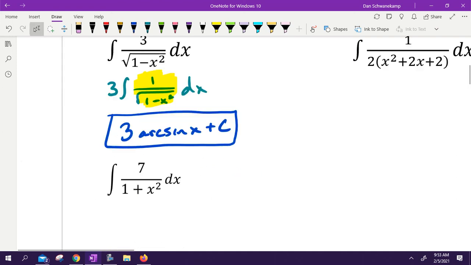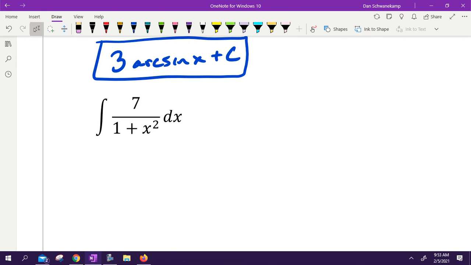Okay, let's try another one. 7 over 1 plus x squared. Can I do u sub? No, because you would pick the u to be the bottom, but the derivative of that is 2x, and it wouldn't go away. So the next thing I'm going to do is factor out any constants.